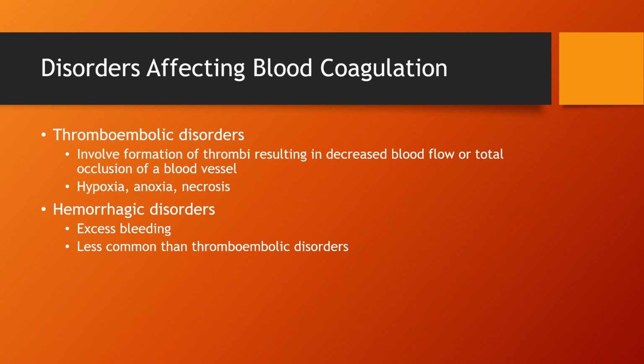Disorders that are going to affect our blood coagulation. Thrombolytic disorders are going to involve blood clots that can block or reduce blood flow, leading to symptoms like low oxygen, tissue damage, or tissue death. Hemorrhagic disorders are going to be disorders that can cause excessive bleeding. So hemorrhagic disorders can include hemophilia A, liver disease, and thrombocytopenia.